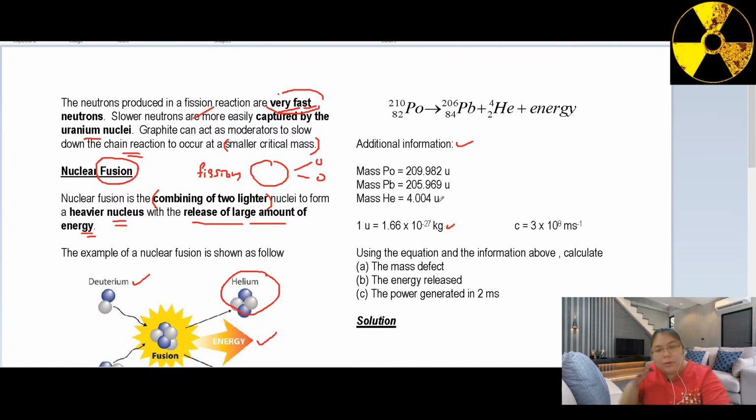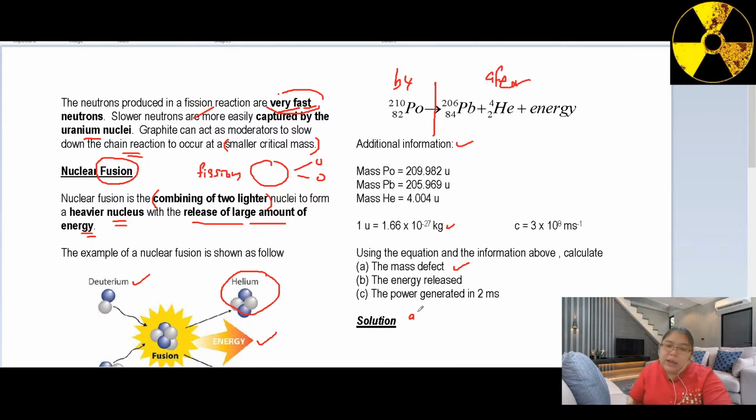Okay, now the first part, using the equation, you need to calculate the mass defect. Okay, you want to calculate the mass defect, that means this one is the before. You need to separate before and after. So you take the mass before minus the after, then you find the mass defect. Okay, one more thing. Don't cut the decimal point. We're using the full one.